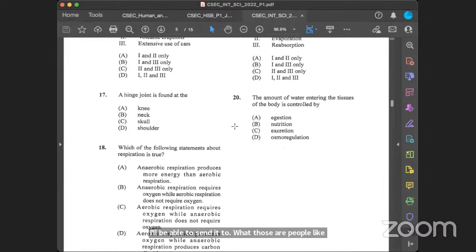20. The amount of water entering the tissues of the body is controlled by osmoregulation.